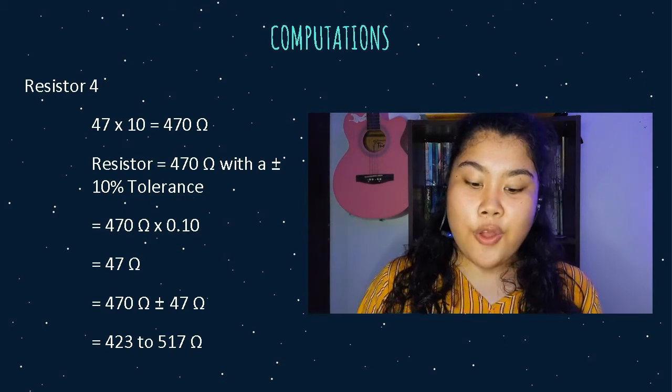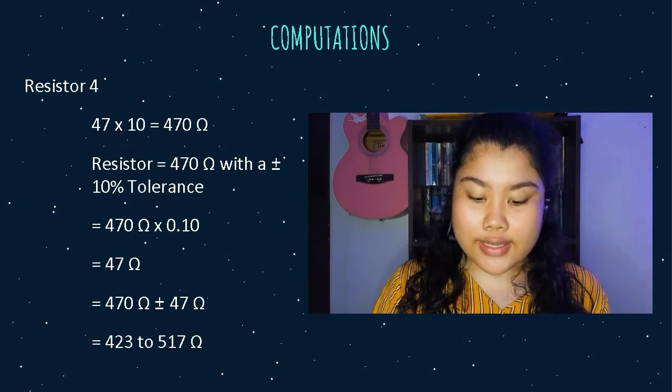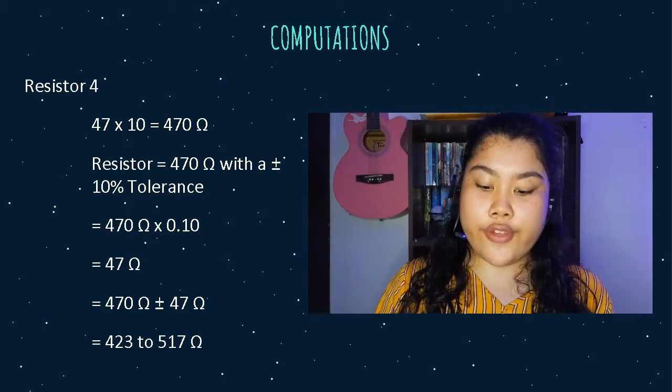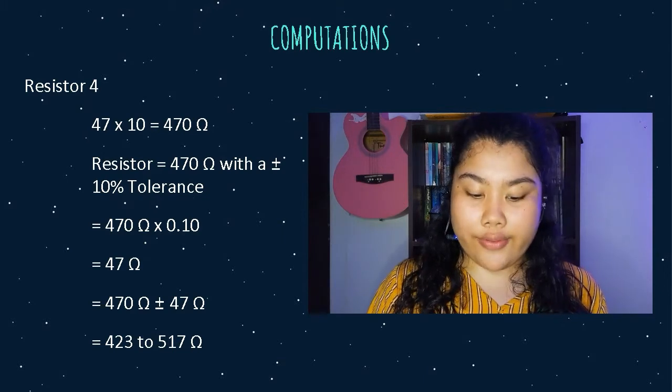47 times 10 is equal to 470 ohms with plus minus 10% tolerance. Range is equal to 47 ohms. The value of the fixed resistor is within 423 ohms to 517 ohms.